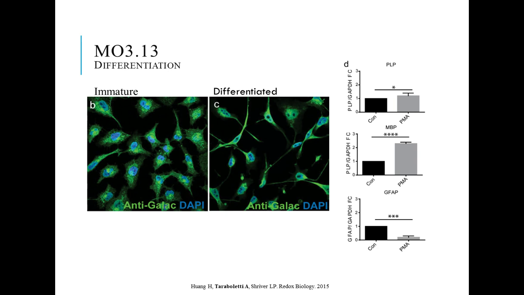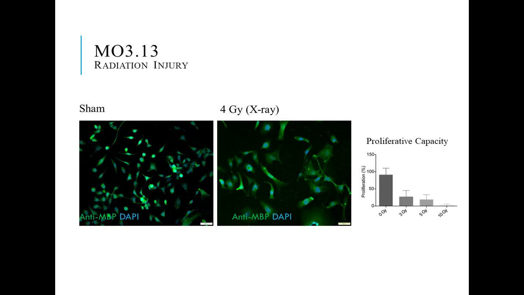For the first time, we've also used this cell line to model radiation injury. So here you can see the cell line in a sham state. This is receiving no radiation versus when undergoing 4-gray of X-ray. This is about 7 days post the X irradiation. The proliferative capacity decreases with increasing radiation, and you can see that these cells generally apoptose, they halt division, and they kind of flatten out.